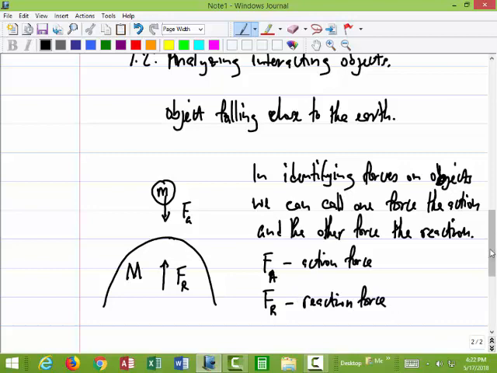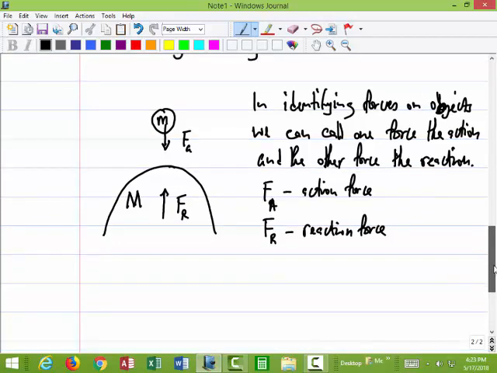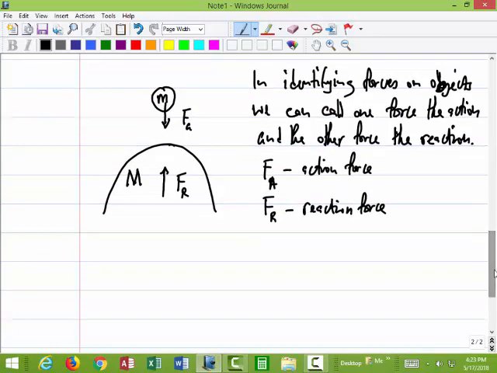Now it doesn't matter which force you call an action force and which you call a reaction force, so it's purely arbitrary. You can call one force action and the other reaction, or you can switch them. It doesn't really make any difference. So once we identify the forces acting on each of these objects, we can then apply Newton's second law to see what happens to their accelerations.